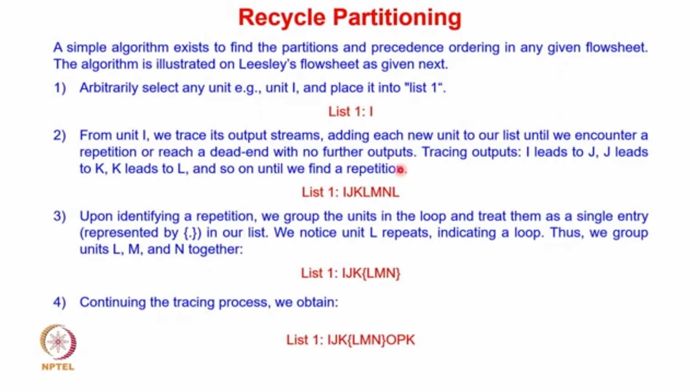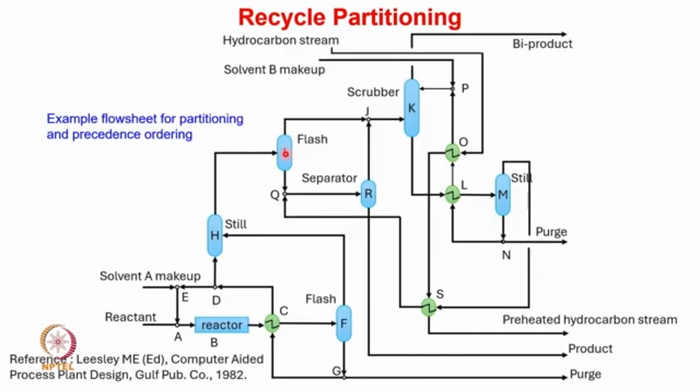And we continue till we come back to the original unit or a repeating unit, or there is a dead end. Tracing outputs. So if we are tracing the outputs from I, we can go from I to J, from J to K, from K to L, from L to M, from M to N, and from N I will come back again to L, isn't it? So now there is a repeat unit. From L, I have gone to M, N, and then again come back to L. So we have to continue till there is a repetition.